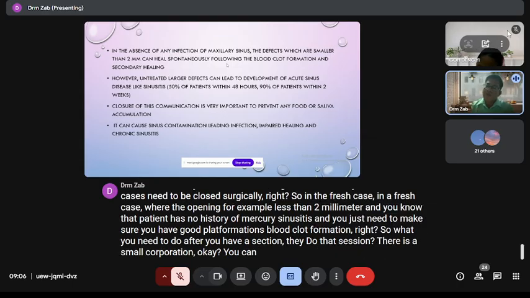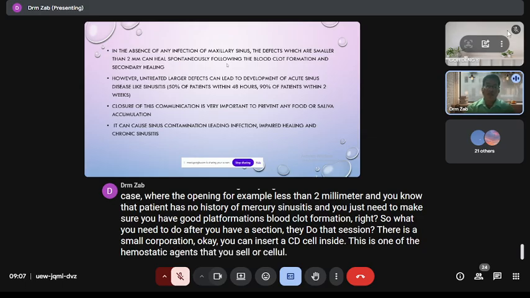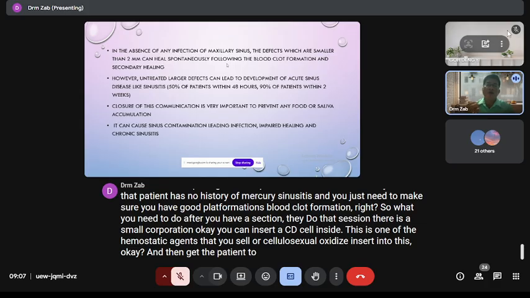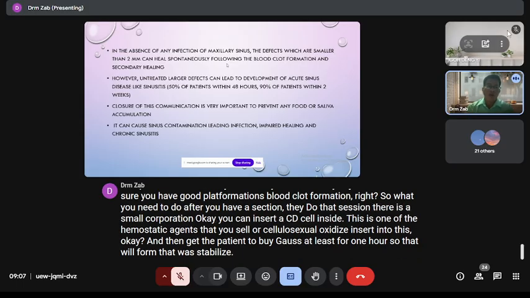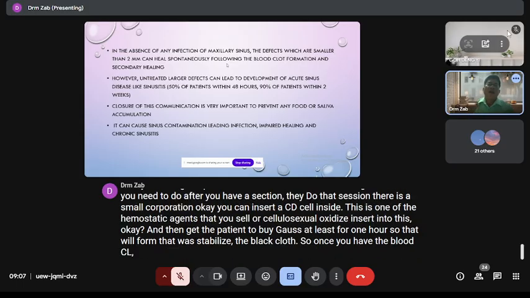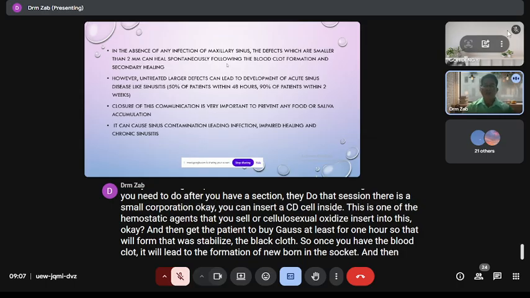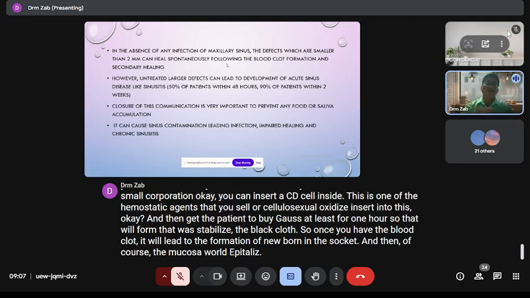Okay. You can insert a Surgicel inside. This is one of the hemostatic agents, Surgicel or oxidized cellulose. Insert into the socket and then get the patient to bite gauze for at least 1 hour. So that will stabilize the blood clot. So once you have the blood clot, it will lead to the formation of new bone in the socket, and then of course the mucosa will epithelize and cover the defect.